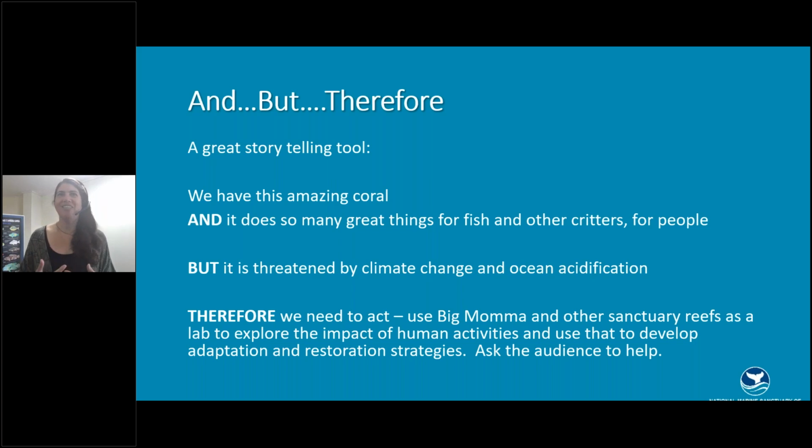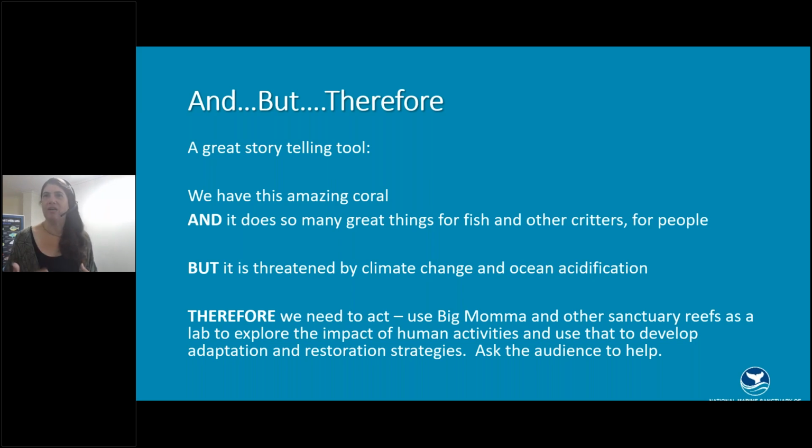You introduce your character. We have an amazing coral. And then you tell people a little more to get them invested. So we have this amazing coral, and it does so many great things for fish and other critters, also for people. And it does this and this. So you build out that background using your and statements. But this is where you bring in the drama. There has to be some sort of issue or climax. But it is threatened by climate change and ocean acidification. So ocean acidification is coming for Big Mama after 500 amazing years. Oh no.